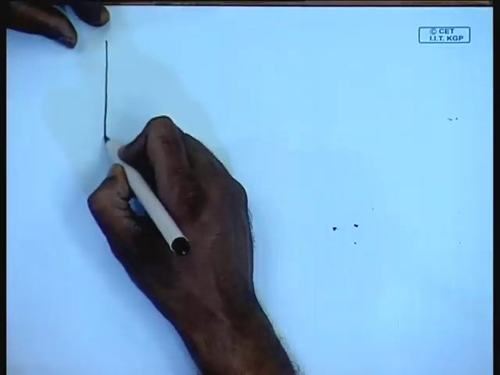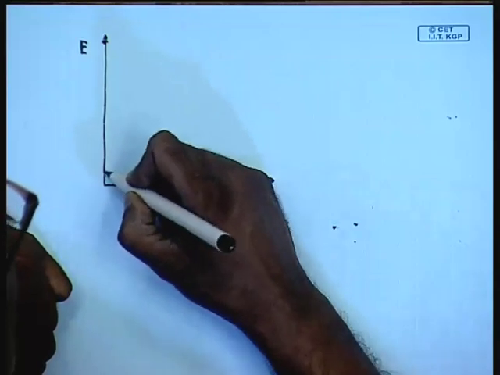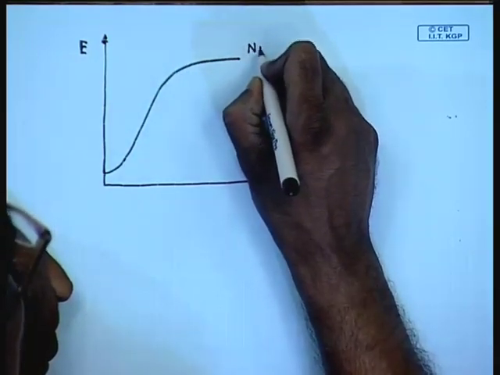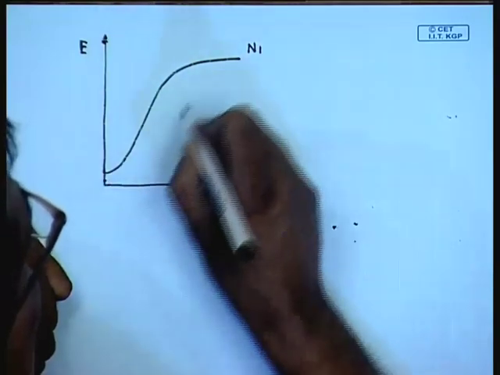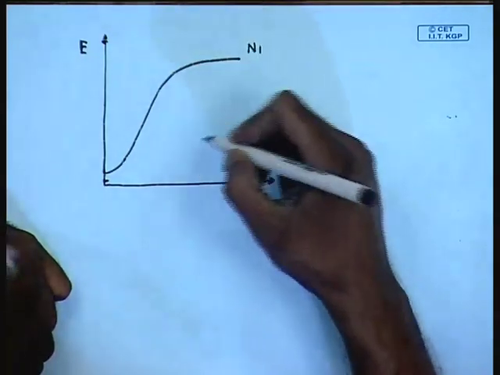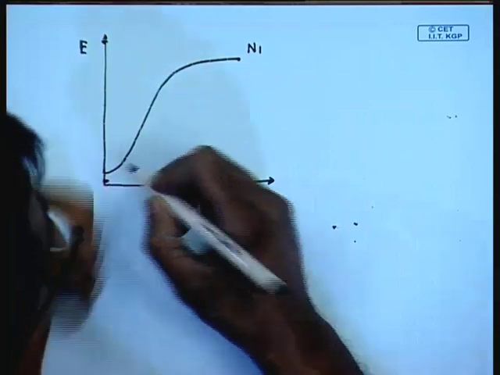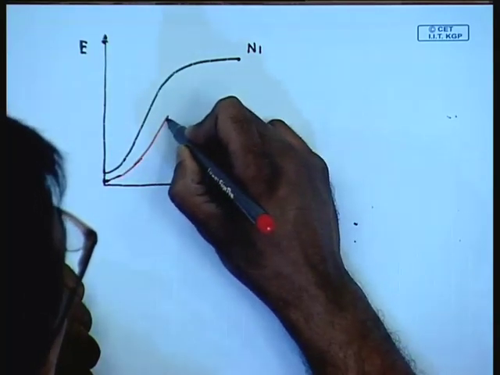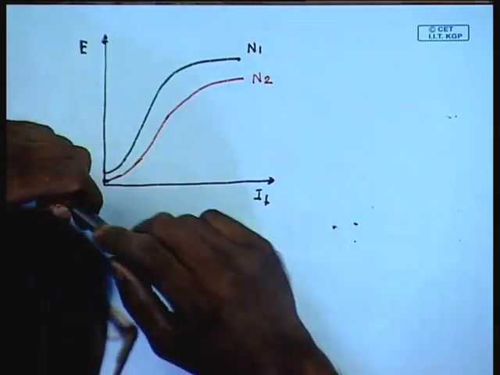For example, let us assume that this is the OCC for a speed N1, rotational speed N1. Then the OCC for a different speed N2, which is greater than or less than N1, can be drawn by multiplying the OCC at N1 by the ratio N2 by N1. So, let us say this is the load line corresponding to N2, the OCC corresponding to N2.